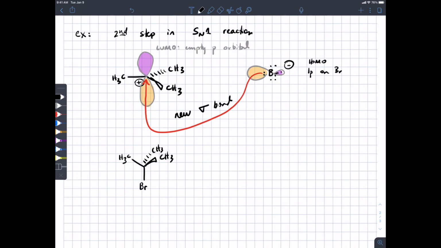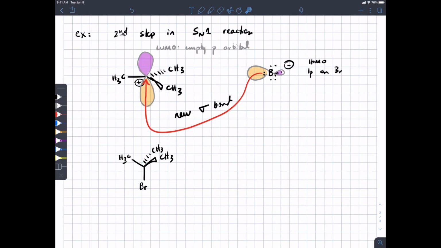The colors purple and orange represent the mathematical sign of the wave function. In a p orbital, it switches from one side versus the other. What color I use where is arbitrary. So those could be flipped and it wouldn't matter. The only thing is, technically, if you're going to make a new bond, the sigma bond comes from in-phase overlap of the same sign.